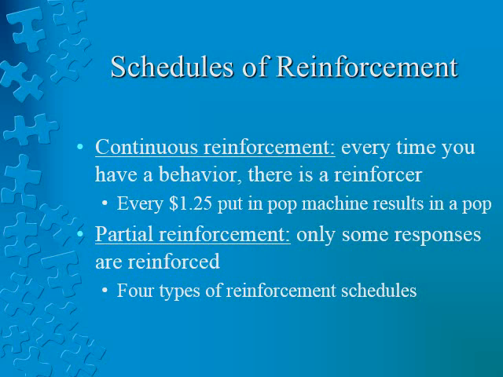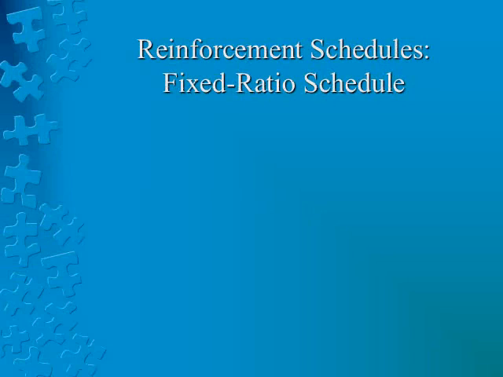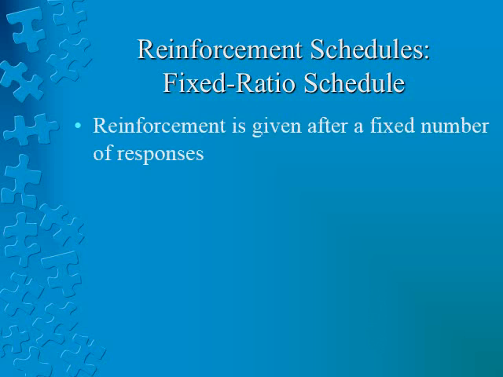Now, there are 4 types of these reinforcement schedules. In other words, there are 4 types of partial reinforcement. I'm going to start with a fixed ratio schedule. This is the very, very first type of partial reinforcement schedule. What we do with a fixed ratio schedule is we reinforce a behavior after a fixed number of responses.